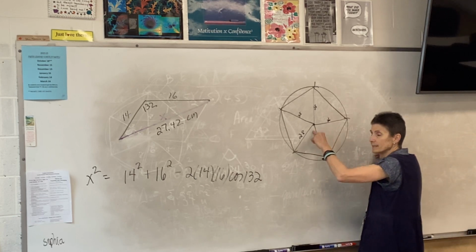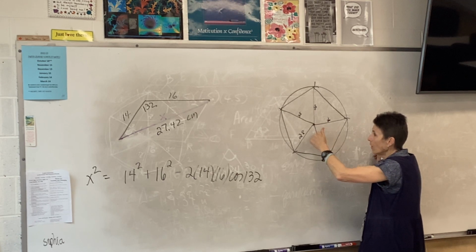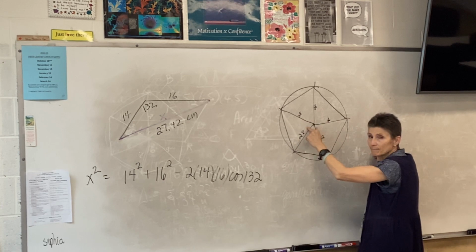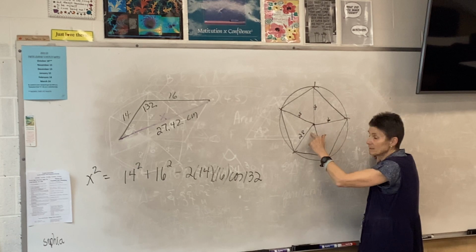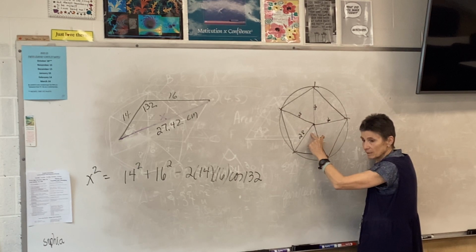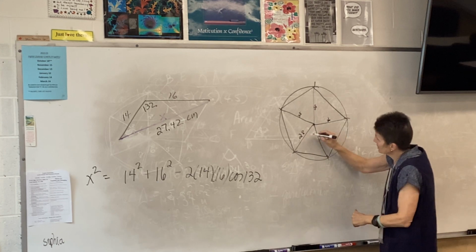Now, this angle right here, it's not going to be the same as it was last time, but we're going to find it the same way. All the way around is 360. But this time, we've only split it up into 5 pieces. So 360 divided by 5 is 72.